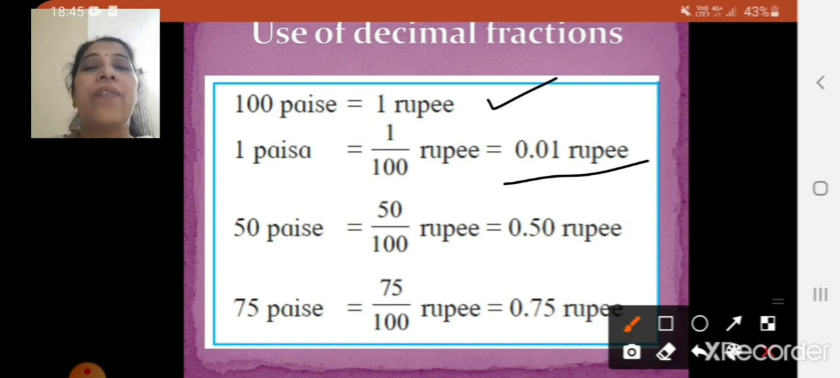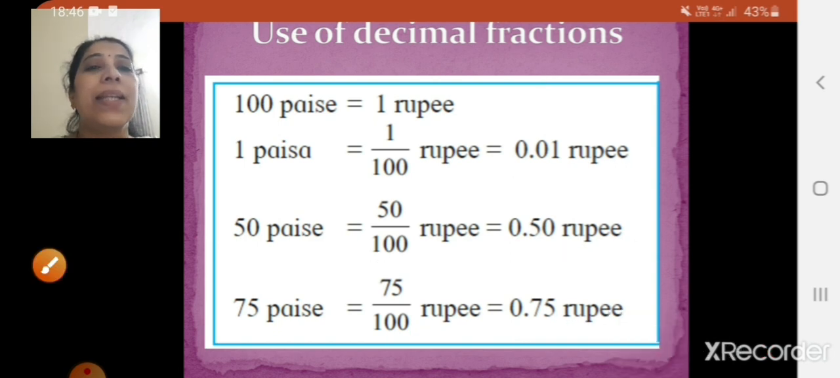Now next one is 50 paise. 50 paise is equal to how many rupees? Now 1 paise is equal to 1 upon 100 rupee, so 50 paise will be 50 upon 100 rupee. In the denominator there are 2 zeros, so 2 decimal places, so 0.50 rupee. Now third one is 75 paise. 75 paise is equal to how many rupees? Again 75 upon 100 rupee. So 2 zeros in the denominator, so 2 decimal places, so 0.75 rupee. This is the way you can convert the paise into rupees.